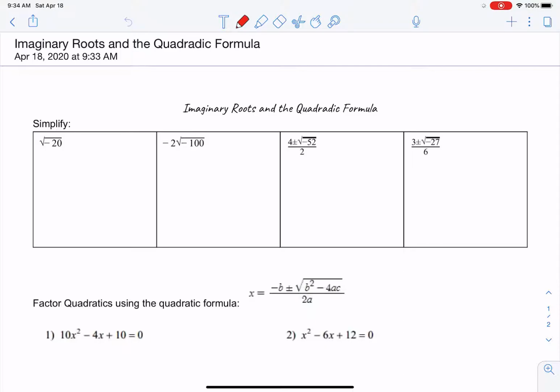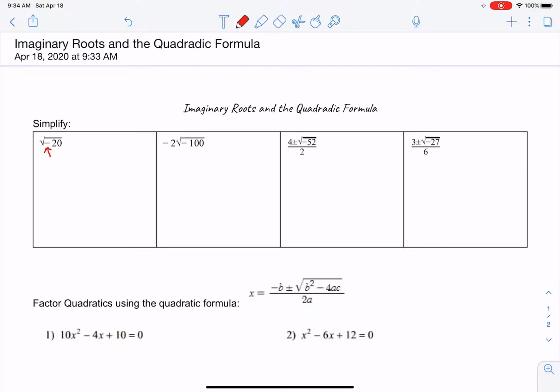We're going to start with some review of imaginary roots and how we use the quadratic formula to find them, because this week we're going to take our polynomials and factor them even if they have imaginary roots. So remember, when we have a radical with a negative inside, that's not possible because two numbers multiplied together don't give us a negative number. So when that happens, we call it imaginary.